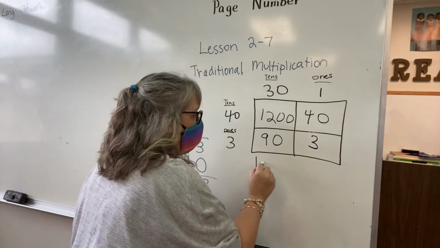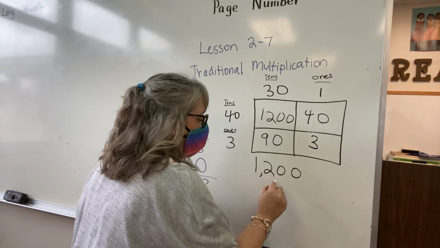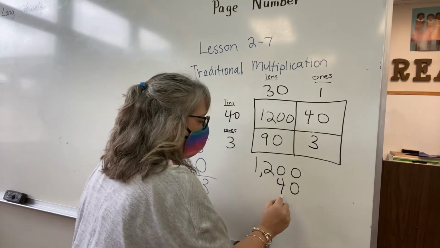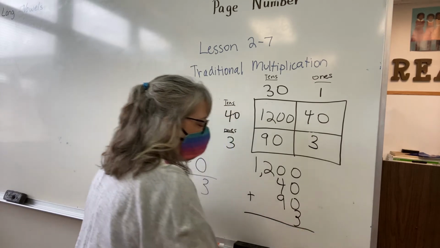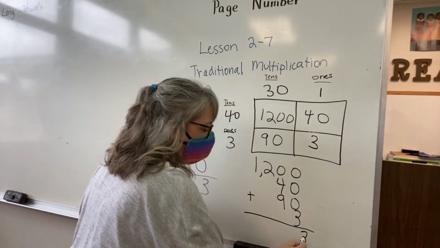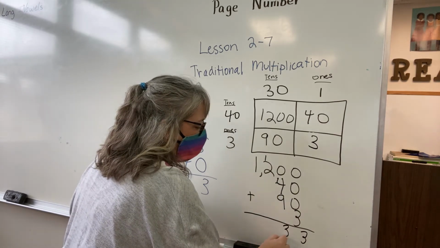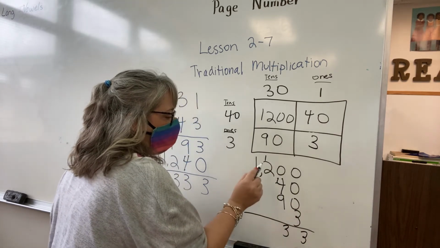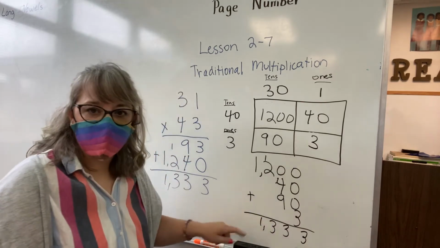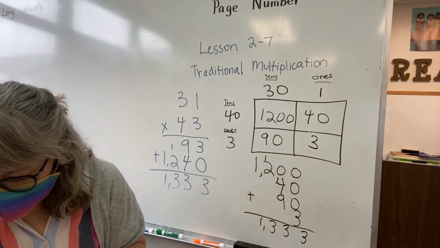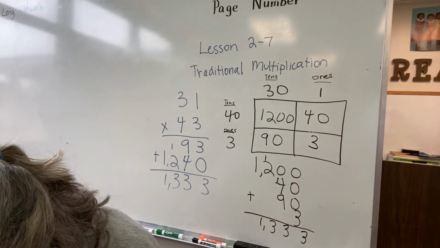We're going to add these up. 1,200 plus 40 plus 90 plus 3. So we get 0 plus 0 plus 0 plus 3 is 3. 9, 10, 11, 12, 13. 4 plus 9 is 13. 2 plus 1 is 3. And 1 plus nothing is 1. So 1,330. Oh, 1,333.